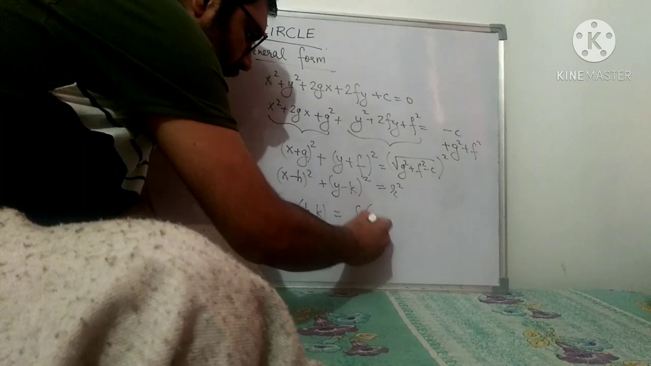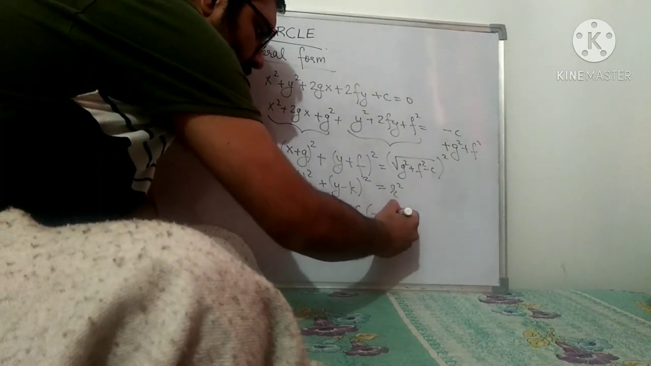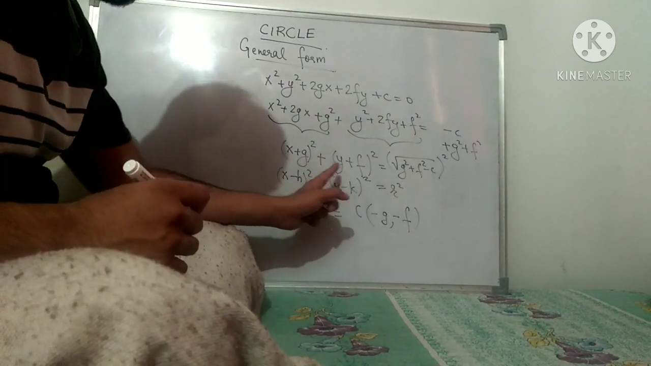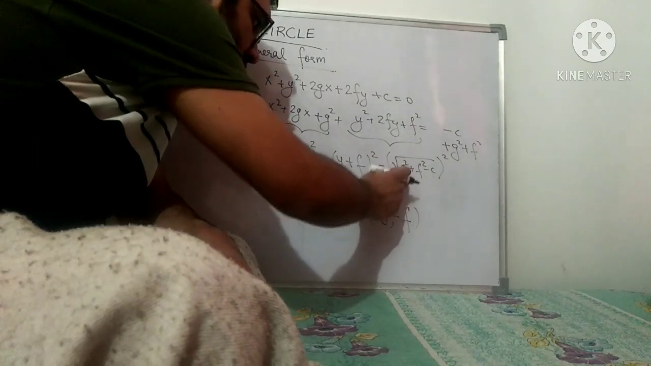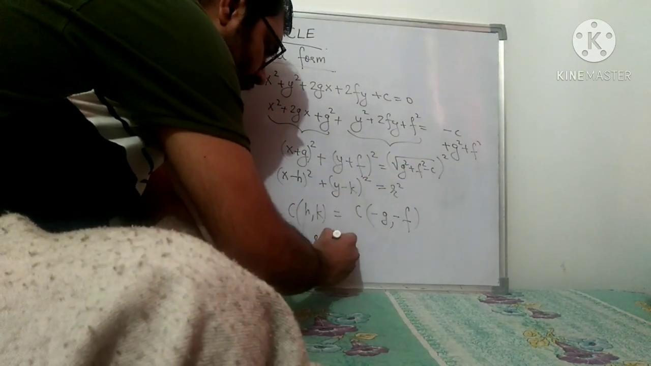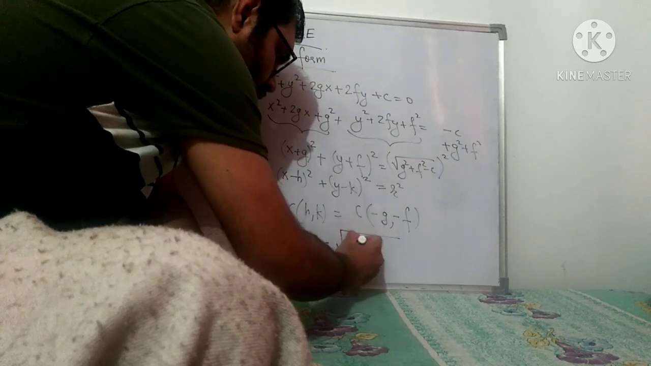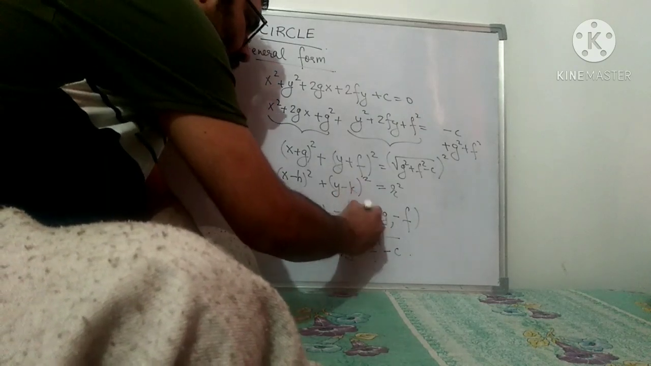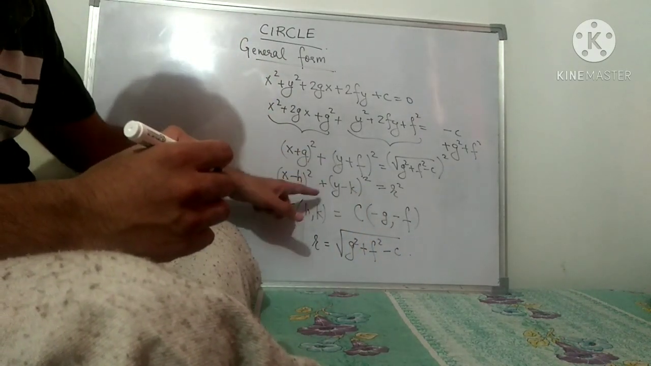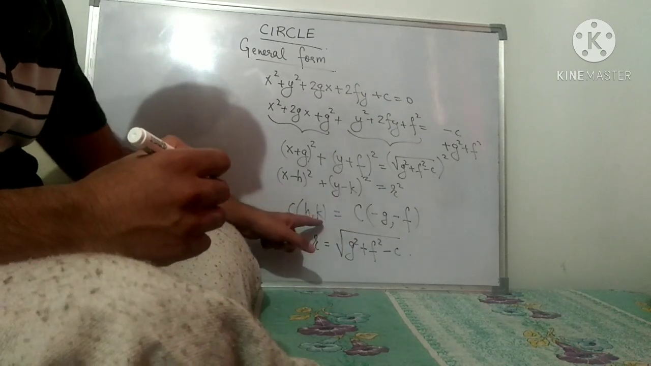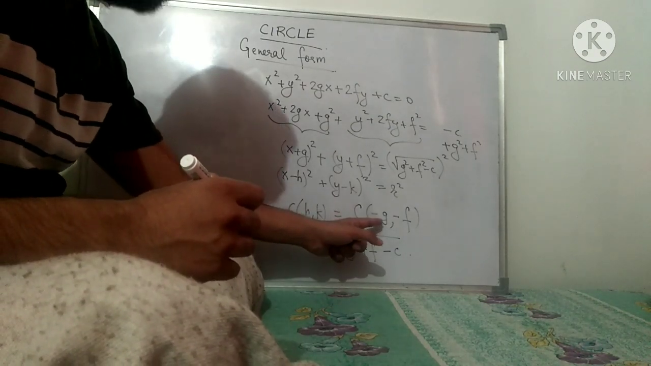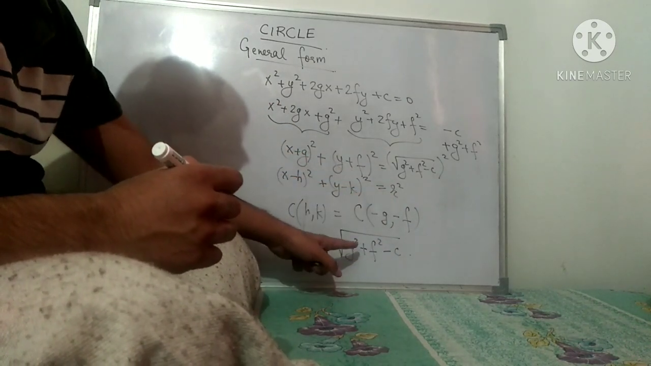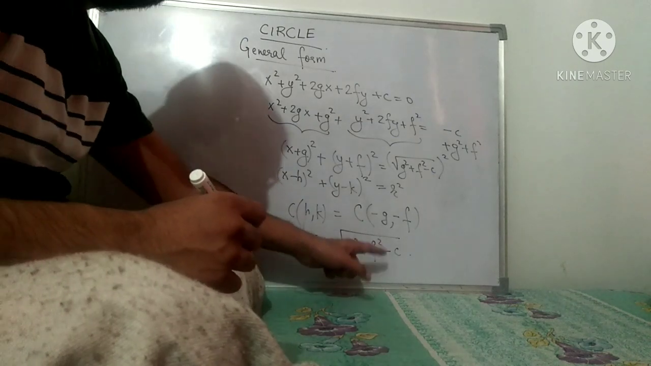So comparing this, h is equal to minus g. The x coordinate of the center will be minus g, and the y coordinate will be minus f. And comparing the terms on the right hand side, the radius of the circle will be square root of g square plus f square minus c. So coordinates of center become minus g comma minus f, and the radius of the circle is square root of g square plus f square minus c.